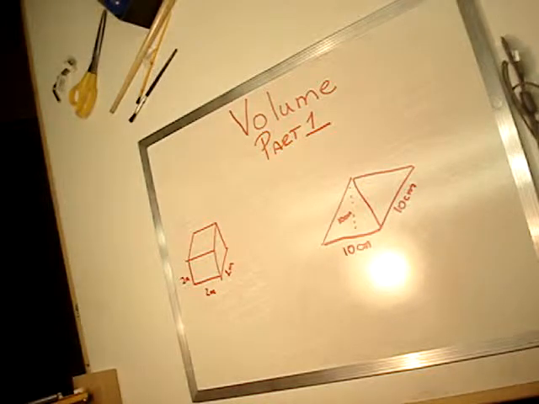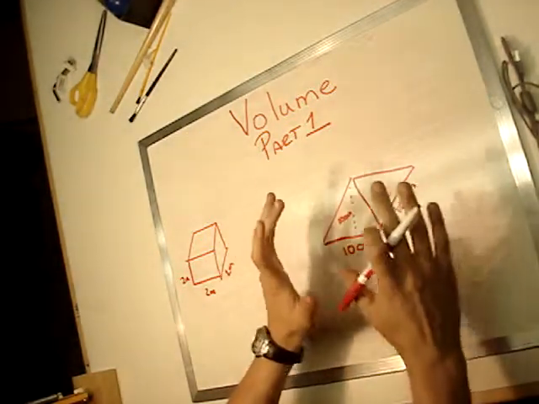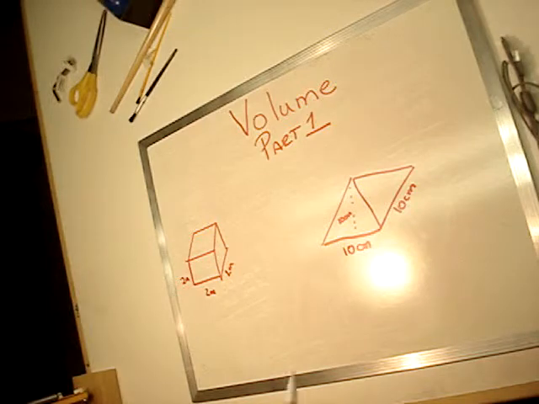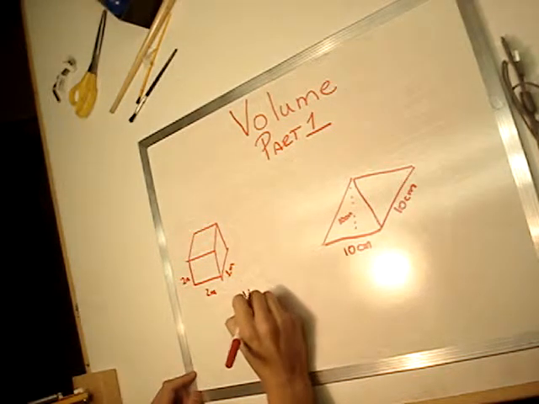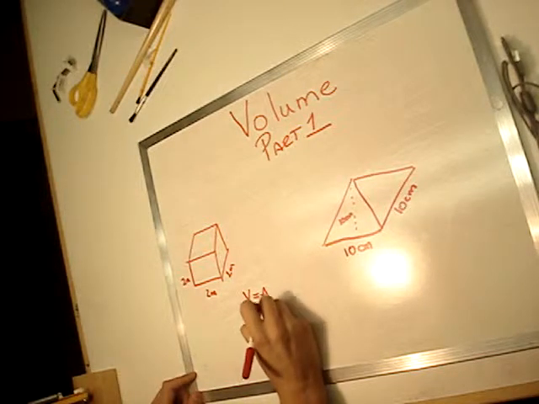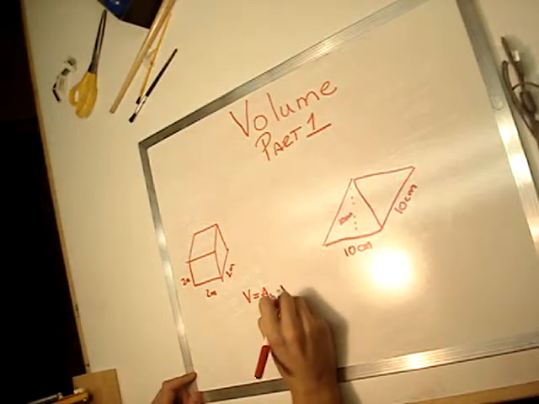Volume is really easy. All you have to do is multiply the 3 sides for a cube, or for a rectangular prism, or any type of shape that is not a pyramid or a prism, and that's all you need to do. Okay? So for volume, I'm going to write it as area of the base times height.